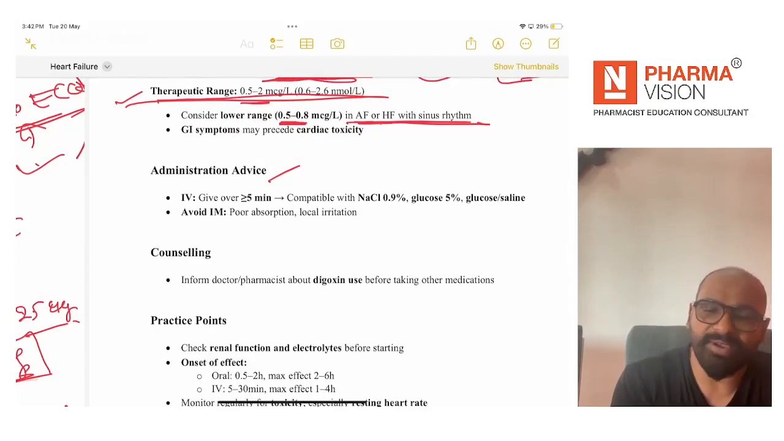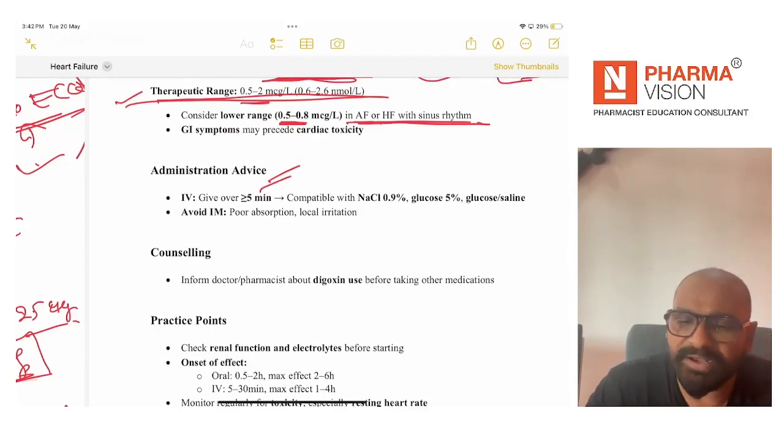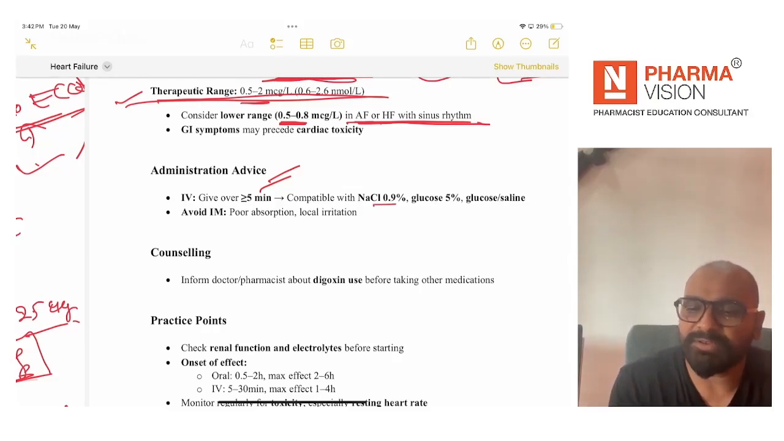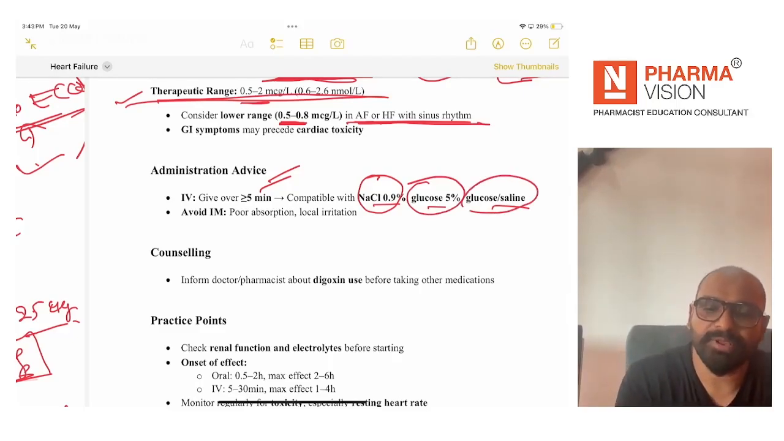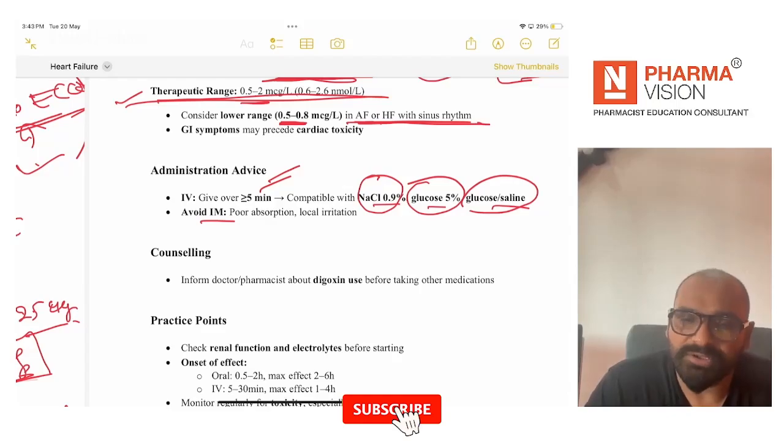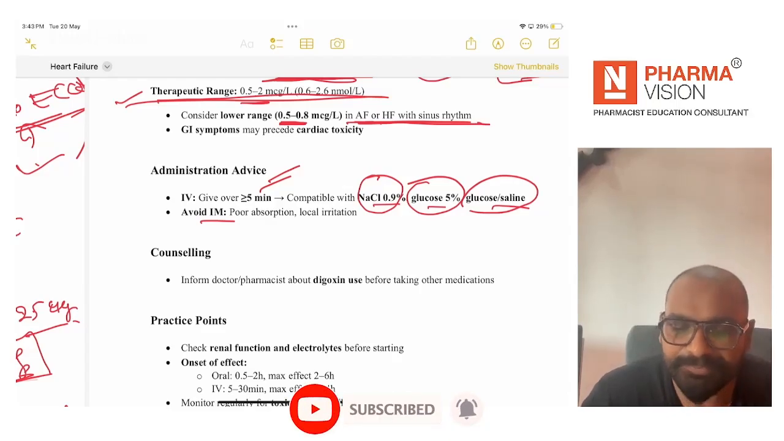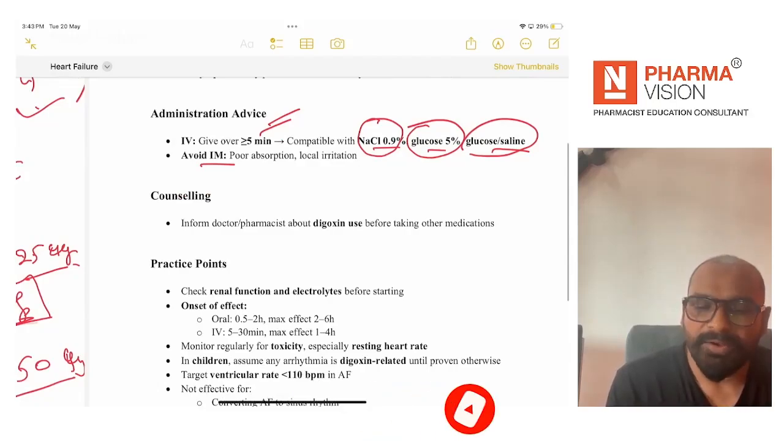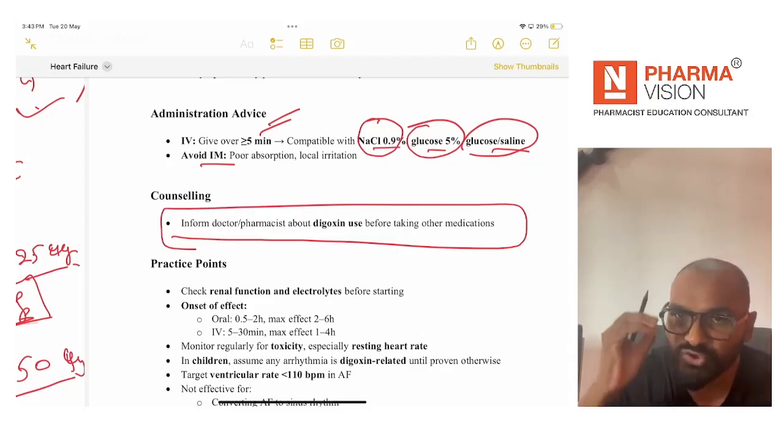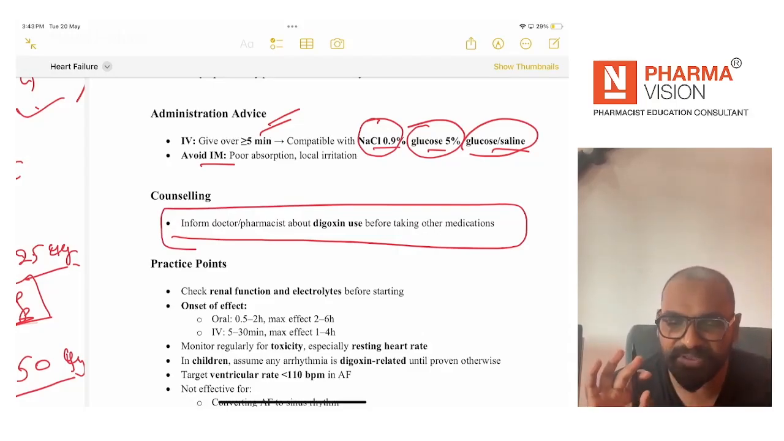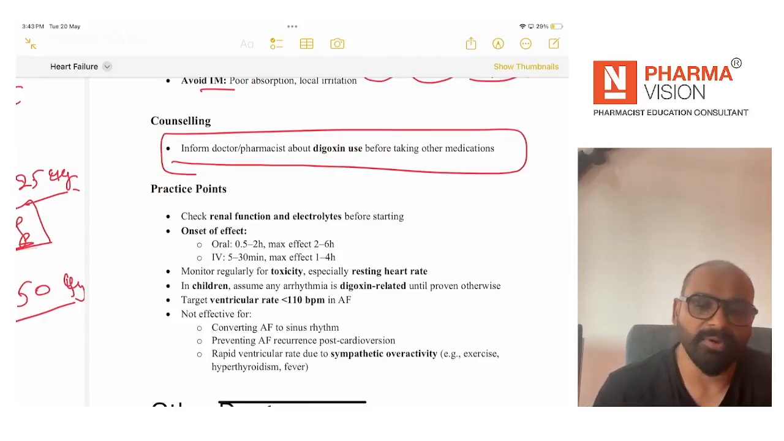Administration advice: when given IV, you can give it slowly, taking more than 5 minutes. It's compatible with different kinds of solutions like normal saline, 5% dextrose and dextrose saline. It shouldn't be any problem. Avoid intramuscular because local irritation could be a side effect. Okay, inform the doctor or pharmacist you are taking digoxin, because digoxin has so many drug interactions associated with it, so you have to be very careful.